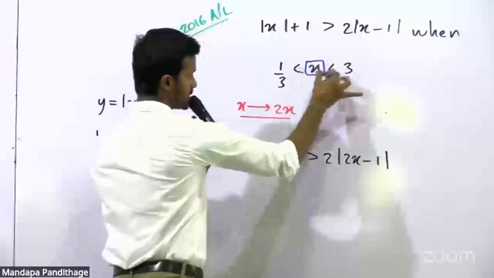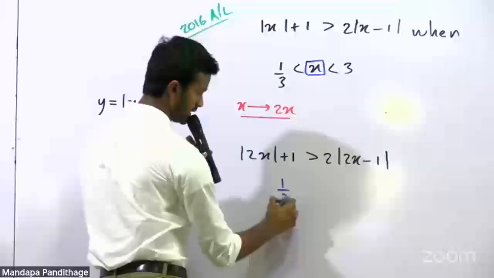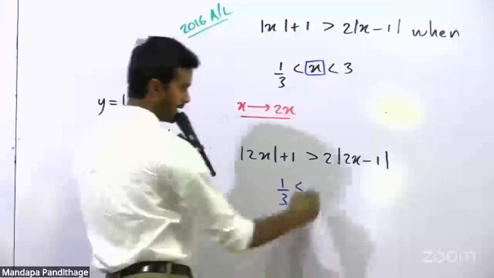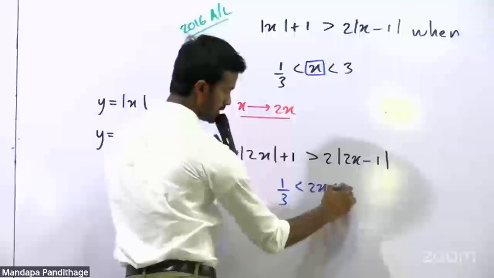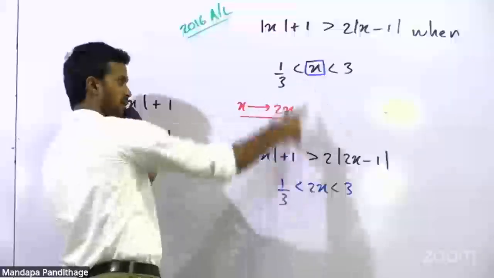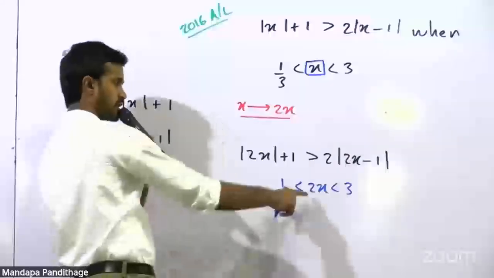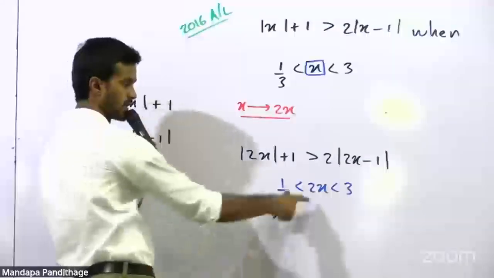Even this x should be replaced. So then you have 1 over 3 is greater than, not x, it's greater than 2x, less than 3. But always, even though you replace x by 2x, the final answer should be in terms of x. The final answer should be in terms of x.